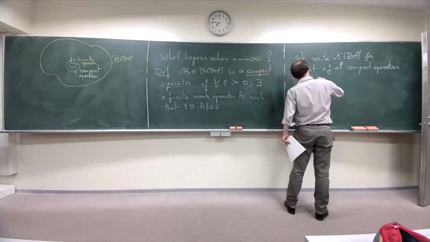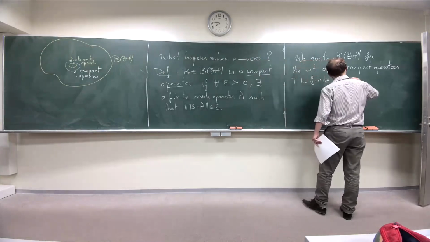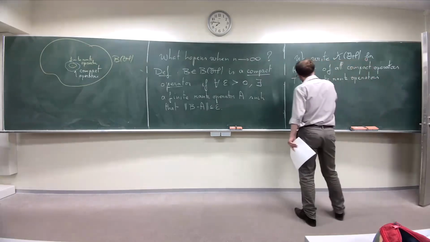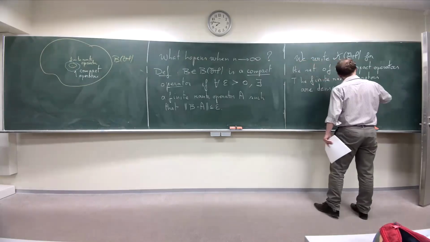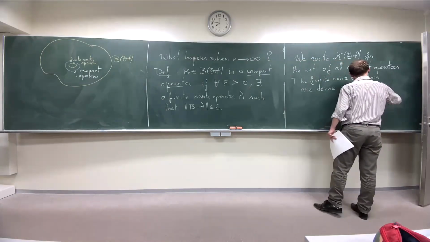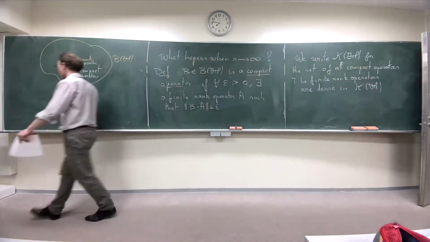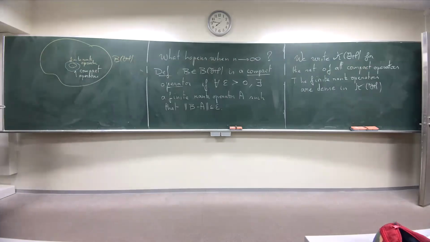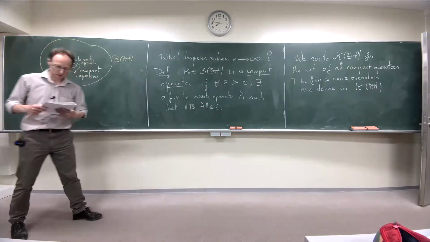The finite rank operators are dense in K of H, exactly because of what I have written here. It's the definition of density, right? This is an important notion, the set of compact operators.